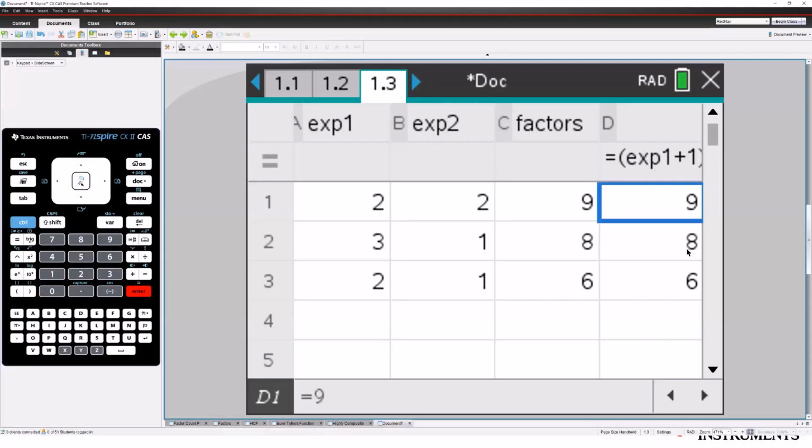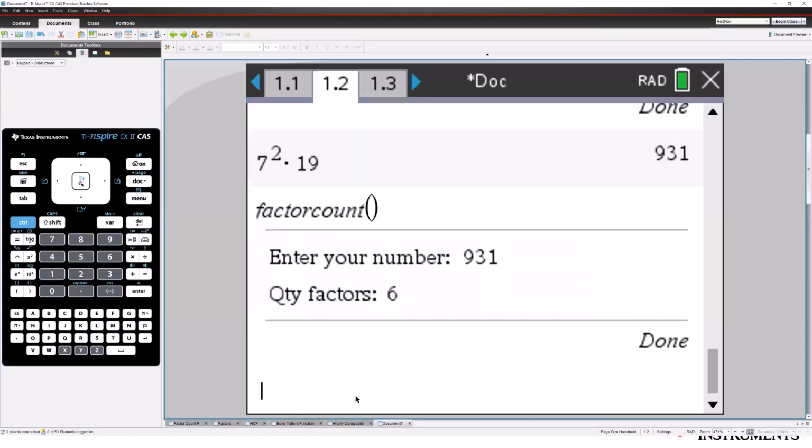So all you do is you add 1 to each of the exponents in your prime factorization, multiply all of those things together, and you get the quantity of factors. Now, if that's as far as the students go, they haven't gone far enough. Let me give you a reason why they haven't gone far enough.